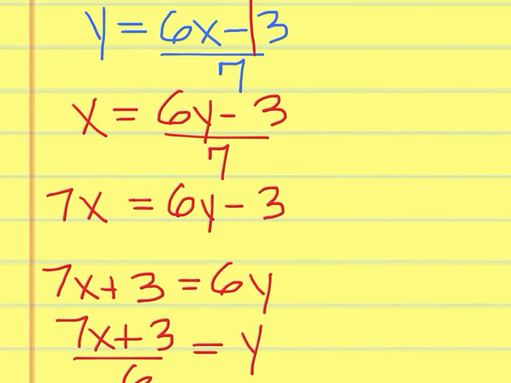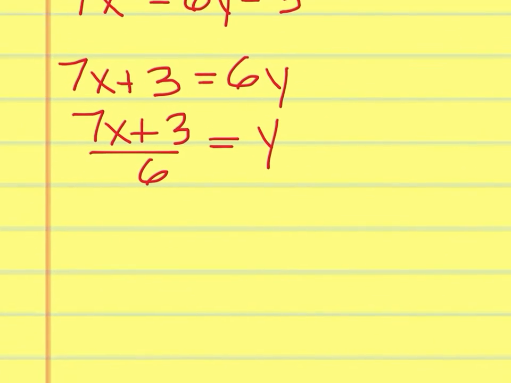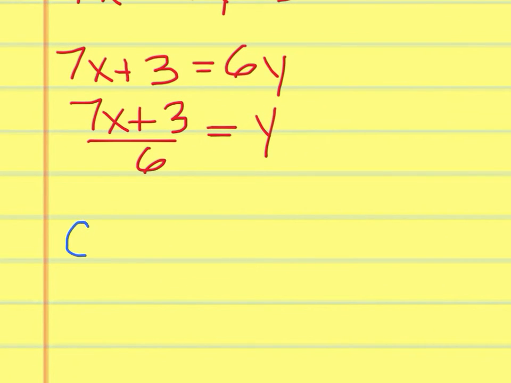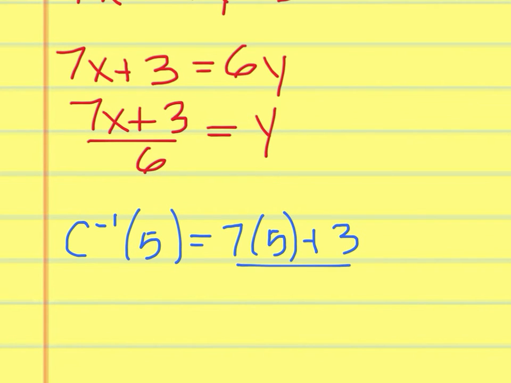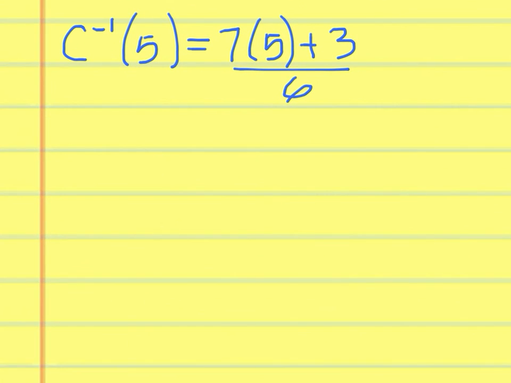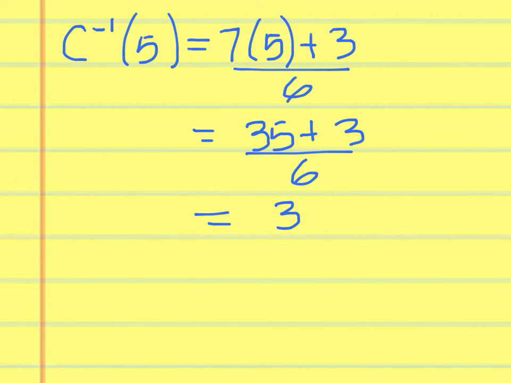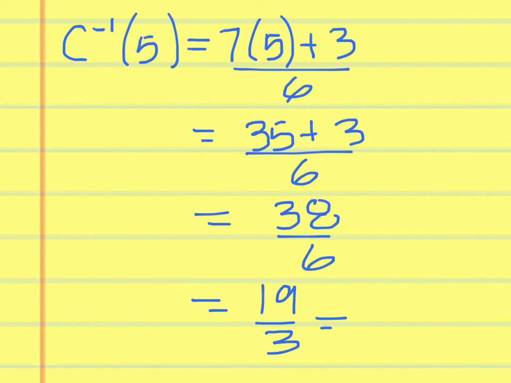And we are looking for the inverse of c of 5. So that will be (7 times 5 plus 3) over 6, which is (35 plus 3) over 6, 38 over 6. That is 19 over 3, which simplifies down to 6 1/3.